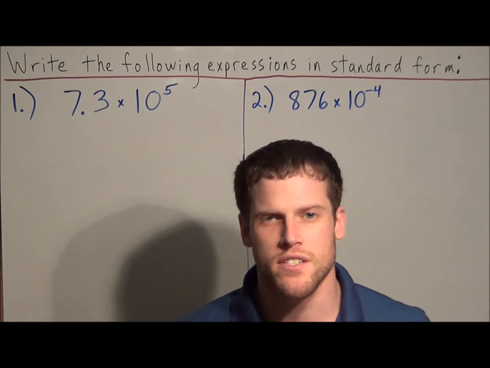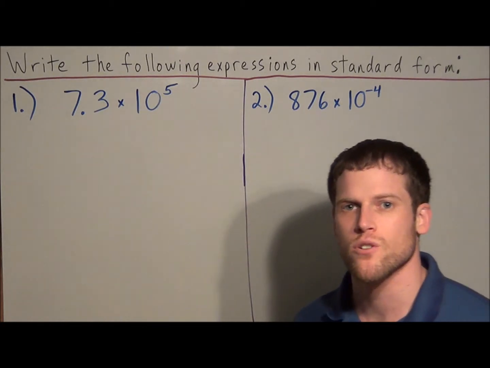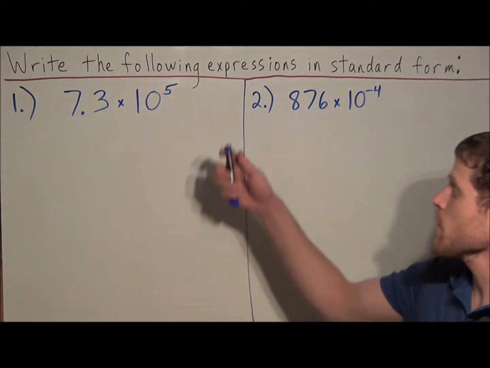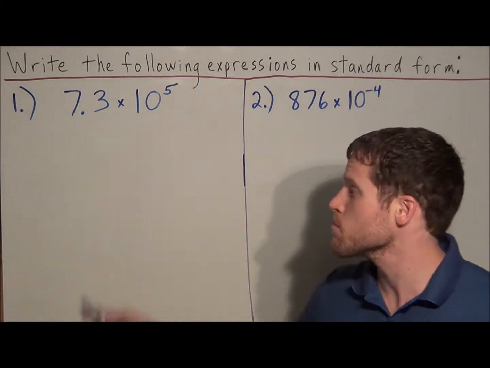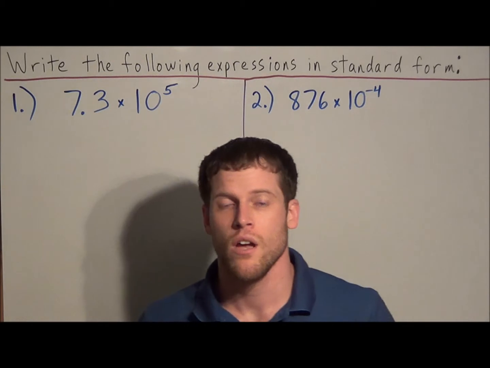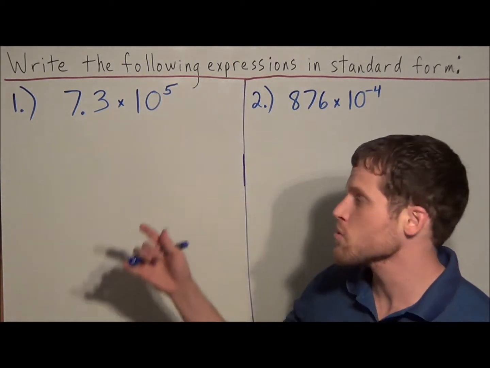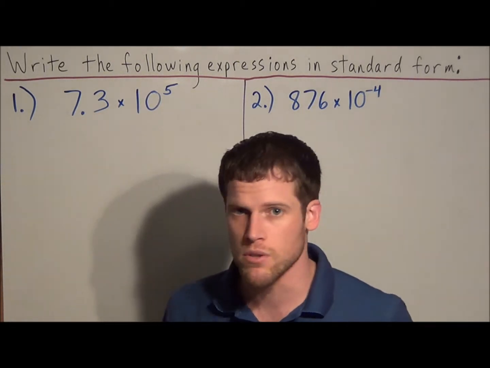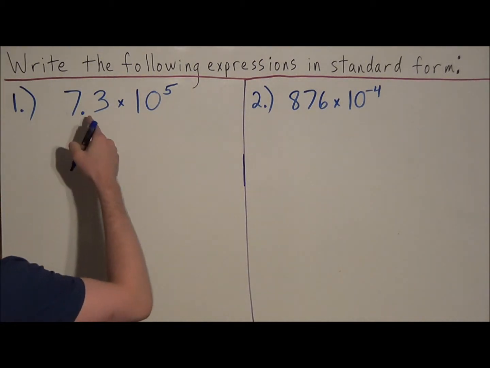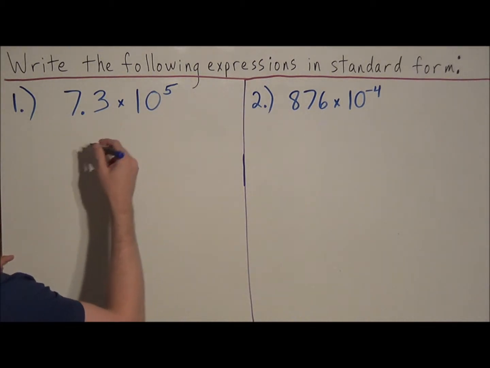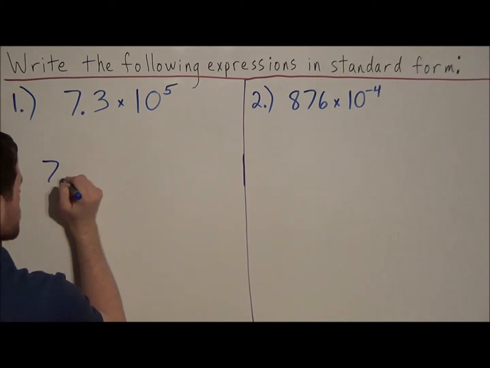Today I want to take a look at converting from scientific notation to standard form. So we have: write the following expressions in standard form, and for the first example we have 7.3 times 10 to the fifth power. Now when we say standard form, that means we want to write this expression as a single number. So the strategy we want to use is we're going to write out the number before the exponent term. So we're going to write 7.3.